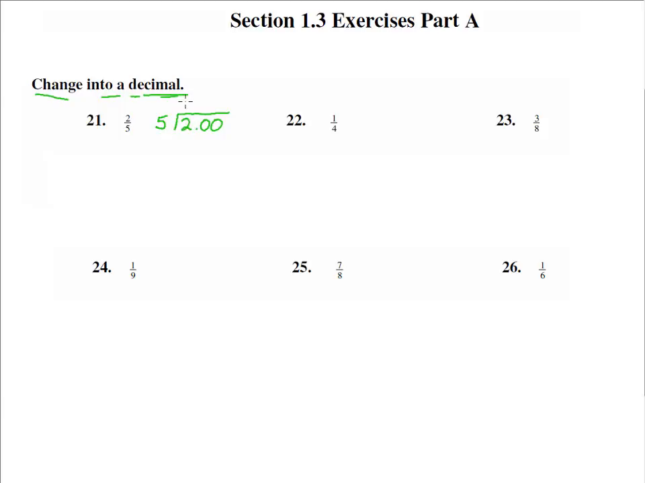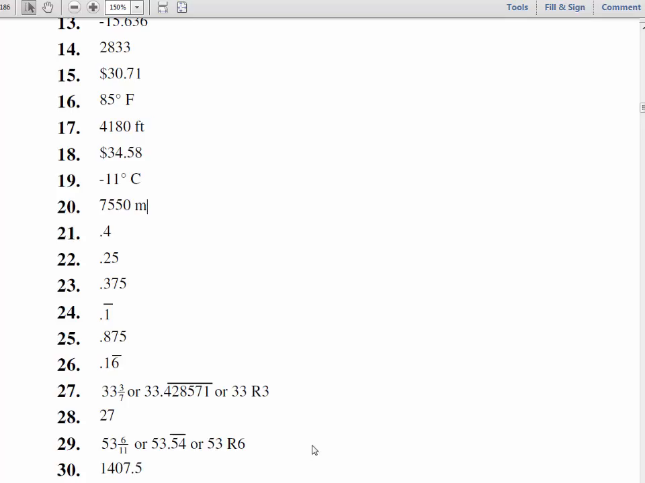5 goes into 2. No, it doesn't. That's a 0. 5 goes into 20. Yes, indeed. 4 times 5 is 20. And then we subtract. We get 0. So yes, it is 0.4. Let's check our solutions and see if that's correct. 0.4 is indeed the answer.